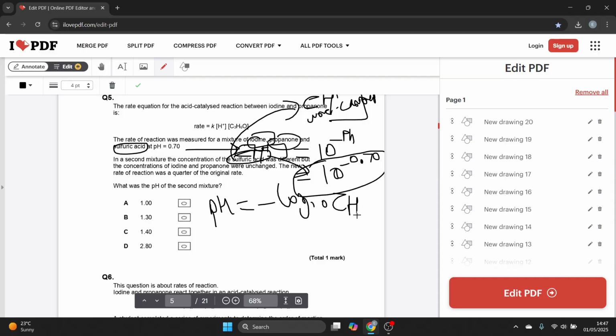And I know the rate of reaction was a quarter of the original rate. So what does that tell me about the H plus ions? It's times by a quarter. Reason being is because only the H plus ions changed. And the question says concentration of sulfuric acid, yes, but that was the H plus ions. So it's going to be 1 over 4 times by 10 to the power minus 0.70. And then you substitute that into minus log 10 of your answer, and you get 1.30. Therefore, the answer is B.